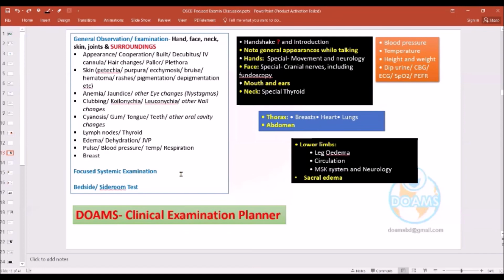Then in the skin change: petechiae, that means bleeding points, purpura, ecchymosis, bruise, hematoma, rashes, pigmentation, depigmentation. Which point is more important in the skin? Maybe depigmentation as a part of vitiligo. Vitiligo, right? Okay, pick it up. Remember in your examination plan. And then come to the anemia, jaundice, other eye changes, nystagmus. Which is important? Eye changes. Yes. No, which eye changes? Already you have seen the eye changes. Exophthalmos, already you have seen. What else would you like to see in the eye changes?